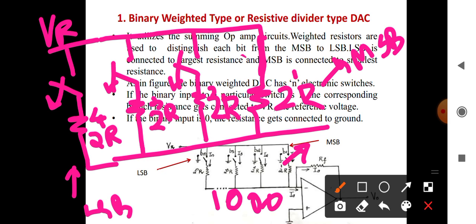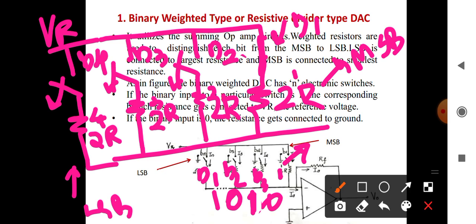In case the input I give is 1 0 1 0, suppose it is 1 0 1 0, then B1, B2, B3, B4. This is B1, this corresponds to your B2, this corresponds to your B3, this corresponds to your B4. B3 is high, which means it should be connected. So it is connected, corresponding to your 1 0 1 0. This will be its connection.